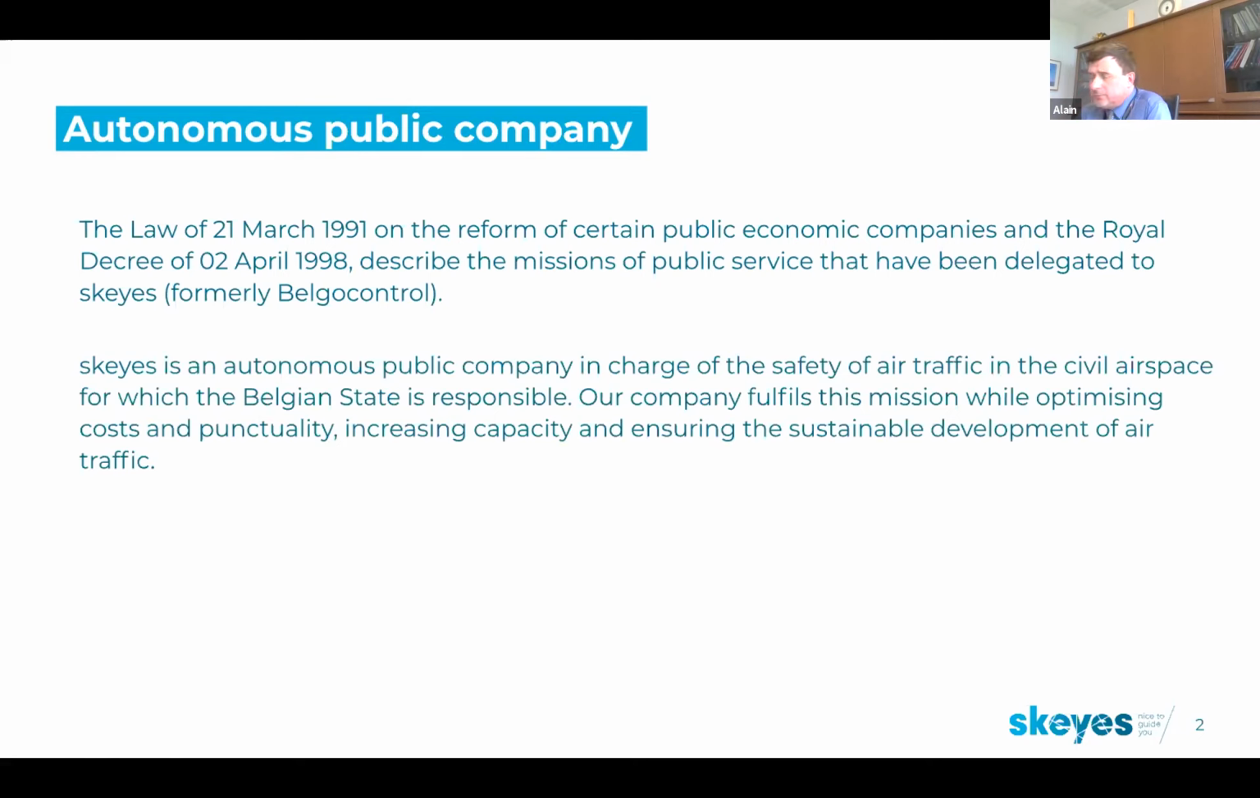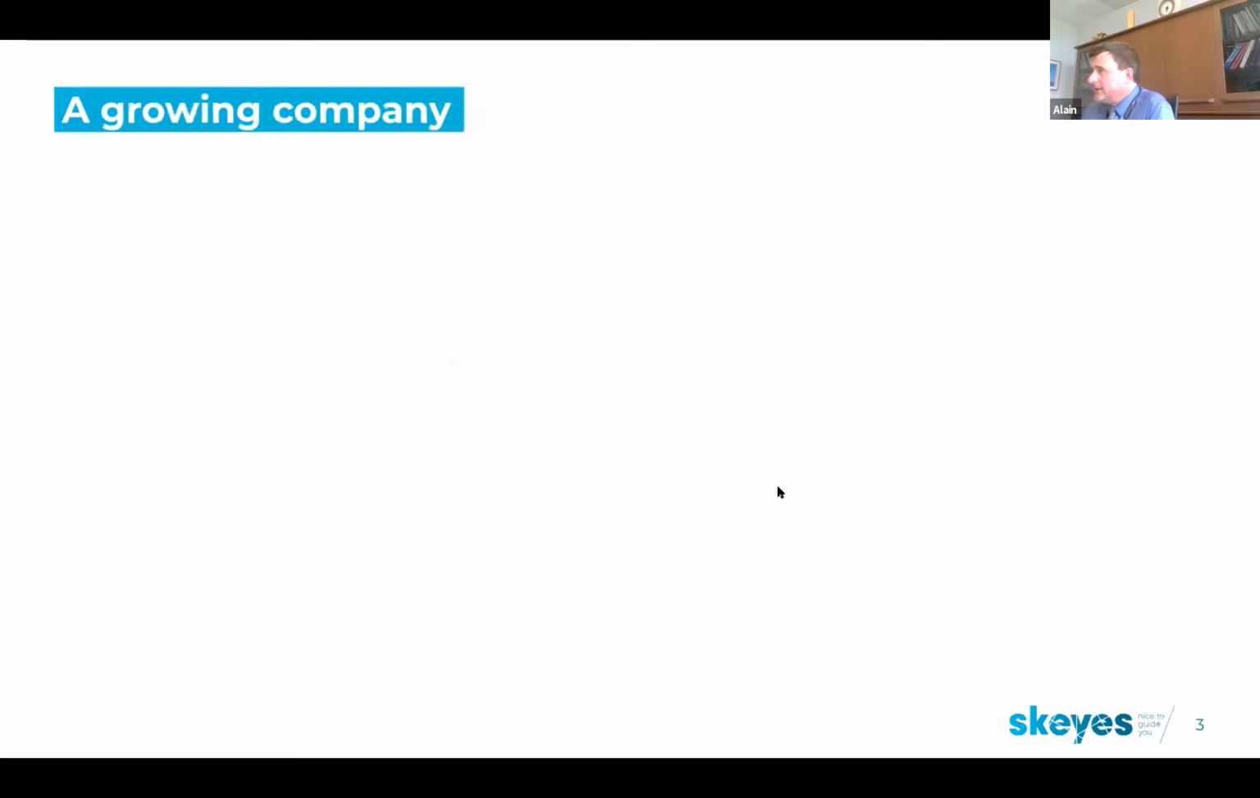Skies is an autonomous public company responsible for the air traffic safety in Belgium. And the company always tries to optimize the cost and the punctuality, because you as a passenger are interested in the punctuality, by increasing the capacity so that we offer more and more travel. And of course, we are trying now to be as sustainable as possible. Next slide, please.